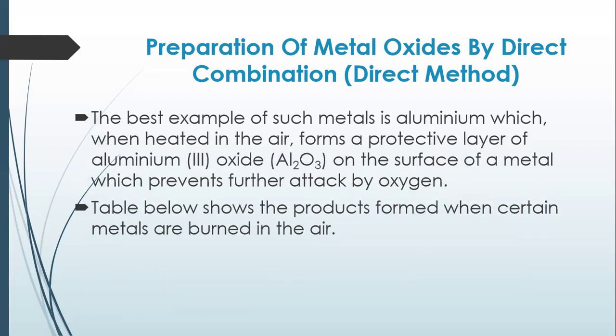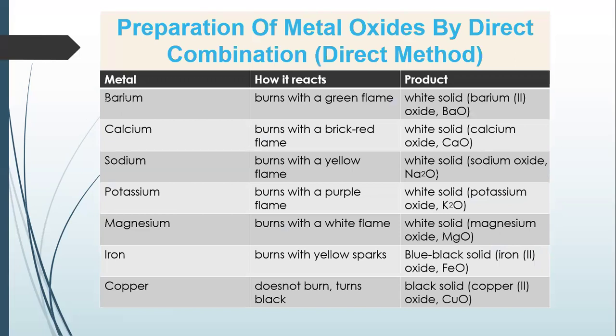The best example of such metals is aluminum, which when heated in air forms a protective layer of aluminum trioxide on the surface of the metal, which then prevents further reaction by oxygen. The table below shows the products formed when certain metals are burnt in air. This is a table of preparation of metal oxides by direct combination, or the direct method. Here are the metals, how they react with the oxygen, and the product obtained after the reaction.